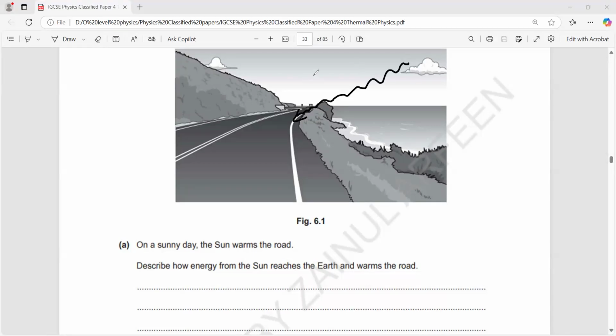And then what will happen? Then it will go to conduction, because the road is a dark surface. A dark surface is a good absorber. It will absorb a greater amount of energy. And through the road, energy will transfer by vibration of the particles, which is conduction. Conduction.